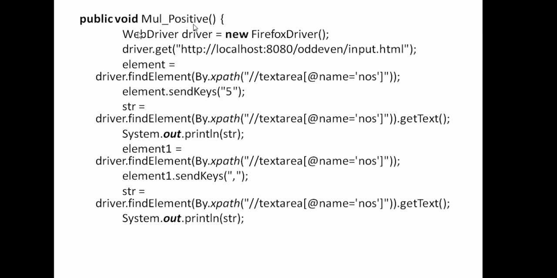One is the multiply positive function, in which I'm creating the object of the driver class and opening the Firefox driver. Here I have passed the URL with driver.get, and the URL that I have passed is the URL of the HTML file in the dynamic web project OddEvenSort. I'm running this web project on the Apache Tomcat web server, so it has http://localhost, port number 8080, and the name of my dynamic web project is OddEvenSort, and in that project I have the input.html file.